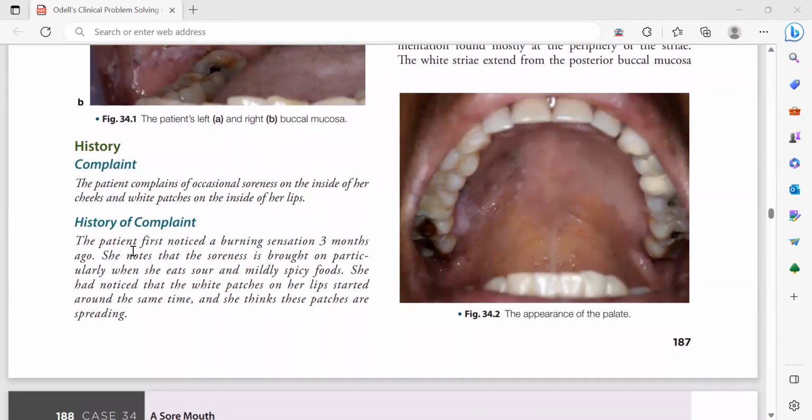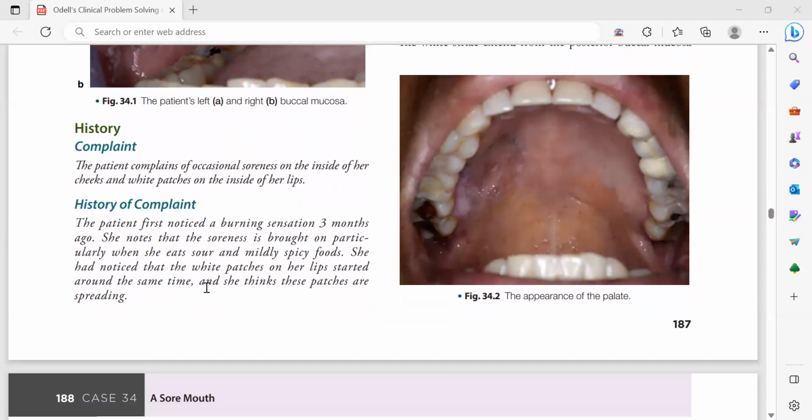What is the history of the present complaint? The patient noticed a burning sensation 3 months ago, and she notes that the soreness is brought on particularly when she eats sour and mildly spicy food. That's what we read in TG, that there are two forms of lichen planus, the non-erosive and the erosive. The erosive form is a bit more symptomatic, but lichen planus can show symptoms if the patient has sour or spicy food.